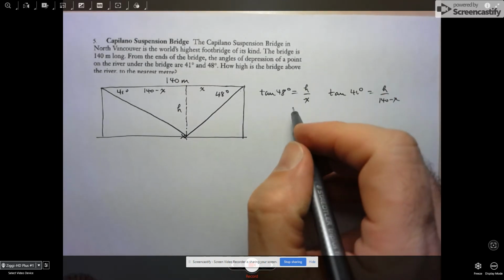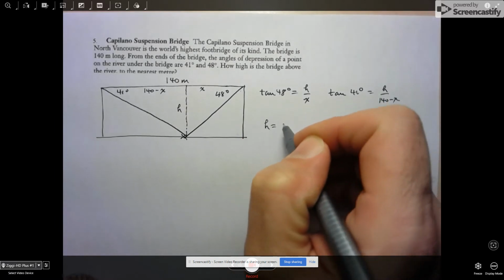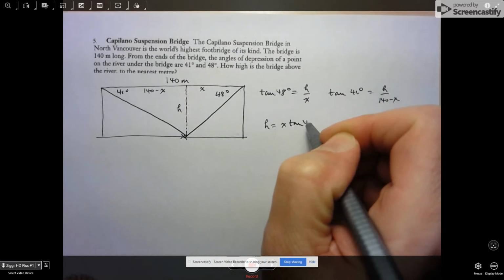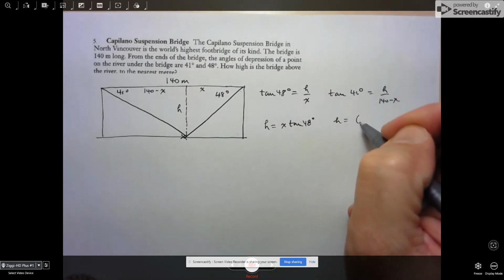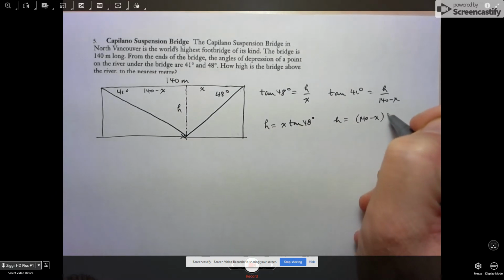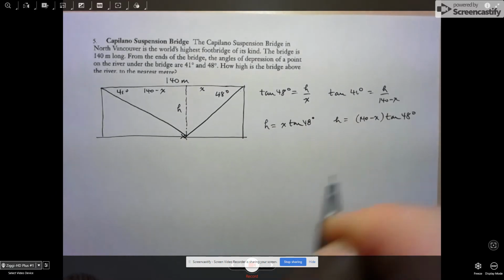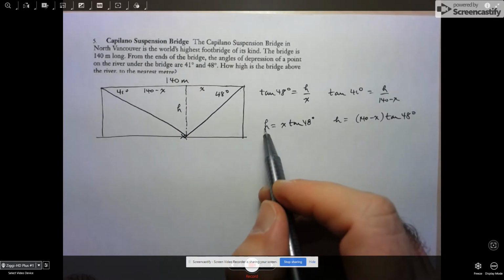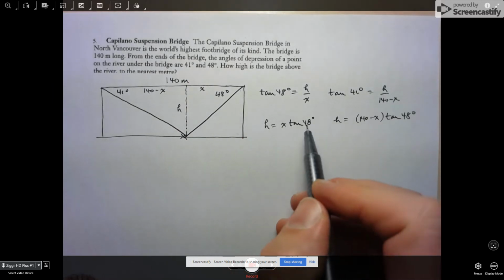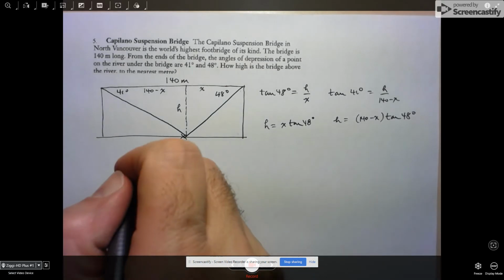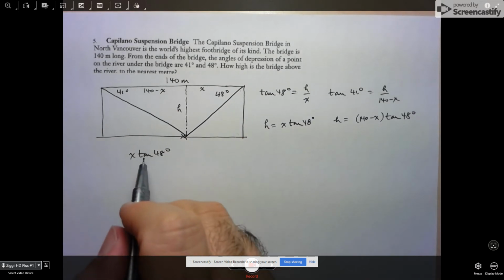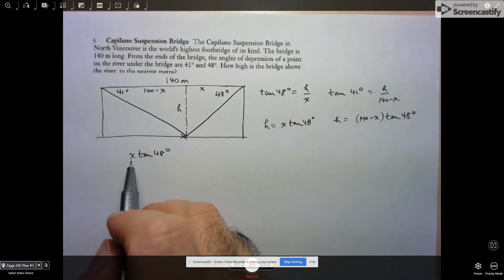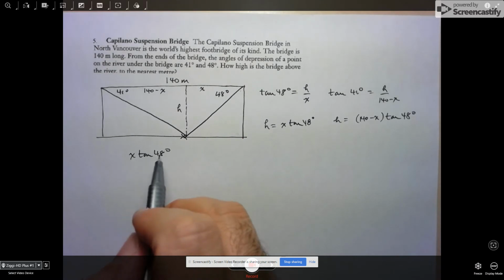So if I isolate the h's, I've got h equals x times tan 48 degrees, and then here we have h is equal to 140 minus x times tan of 41 degrees. And now I see that these two h values are the same, so I can equate those two expressions. All right, so let me do that here. So we have x times tan of 48. Now here, this is just by convention that we tend to write the numbers and variables before the tan 48. Just keeps things from getting confusing.